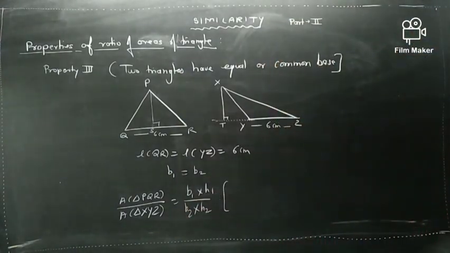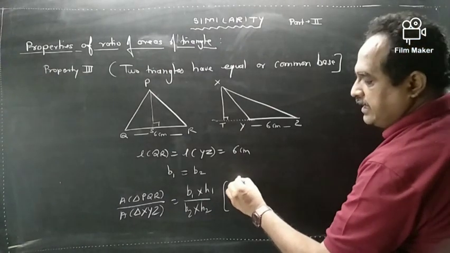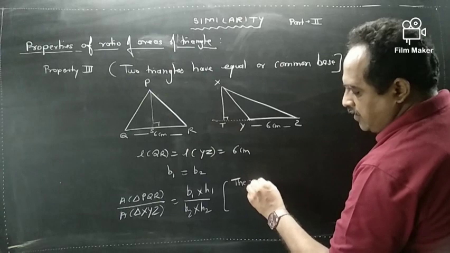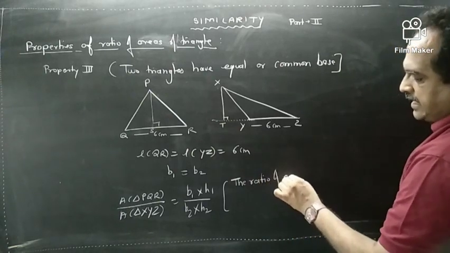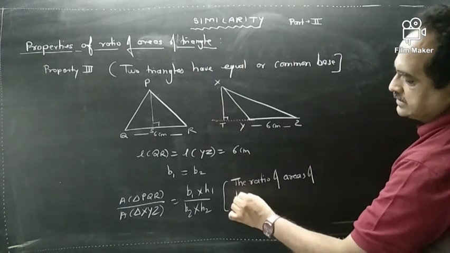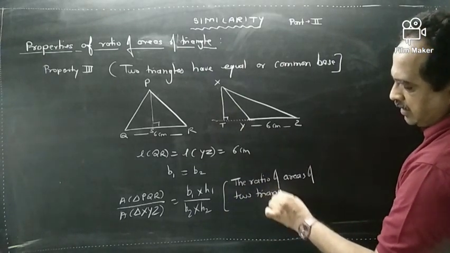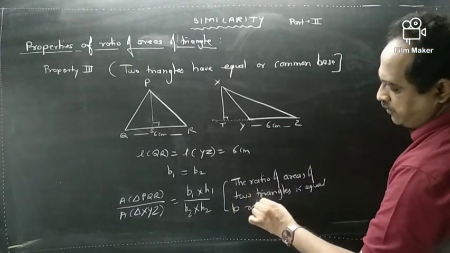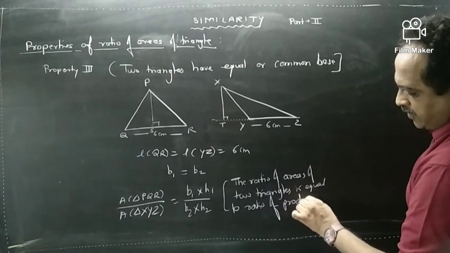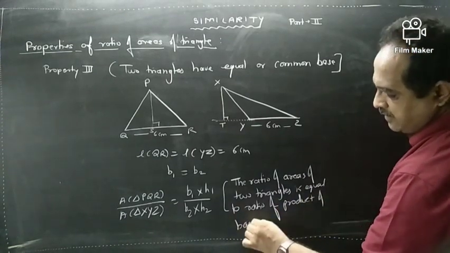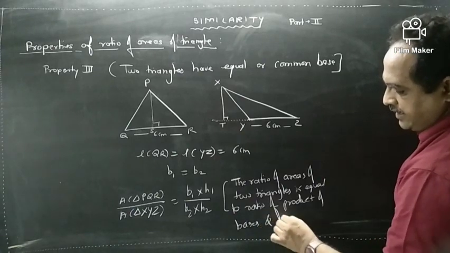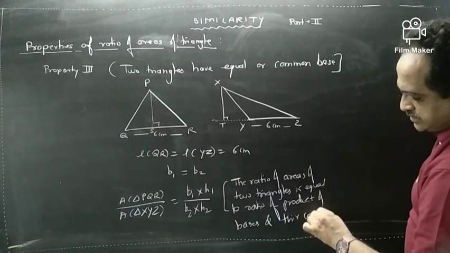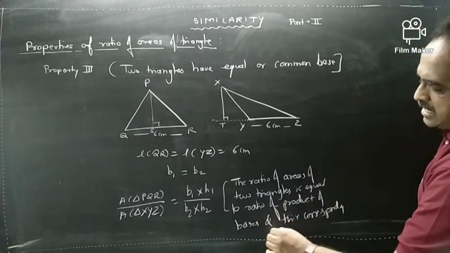The property we studied first, for triangles not having equal heights or bases, is applicable for all triangles. Now we are going to apply that property. What is the property? The ratio of areas of two triangles is equal to the ratio of product of bases and their corresponding heights.